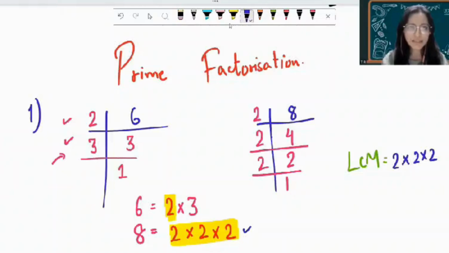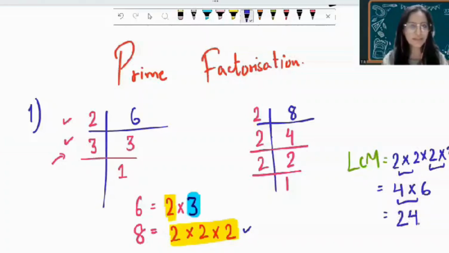I'm choosing this one. Next type of factor, we are going to have 3. That is only this option. We are not having any other option here, so I am going to write 3 here with this. Now let's multiply the numbers that we have got here. That is going to give us the LCM. So 2 times 2 gives us 4, times 2 times 3 gives us 6. You know how much is 4 times 6? That is going to give you 24, isn't it? So that is going to be your LCM here.